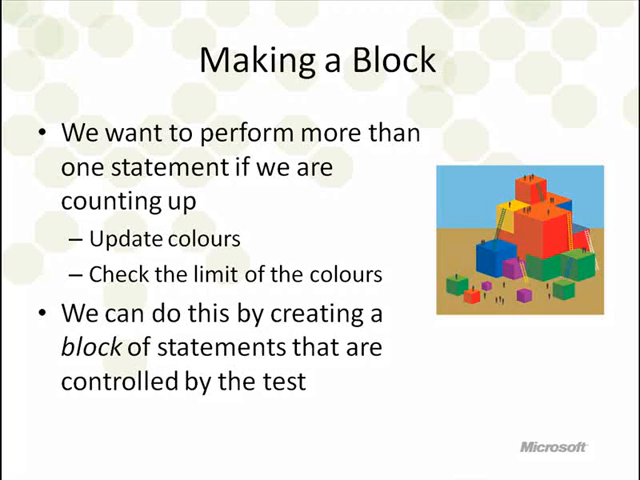If I'm counting up, I have to update the colors, and then if the colors have reached the limit, I have to count back down again. So if the colors get too bright, I have to go, okay, we're not getting brighter anymore, we're getting darker now. And so I have to make more than one statement controlled by my condition.